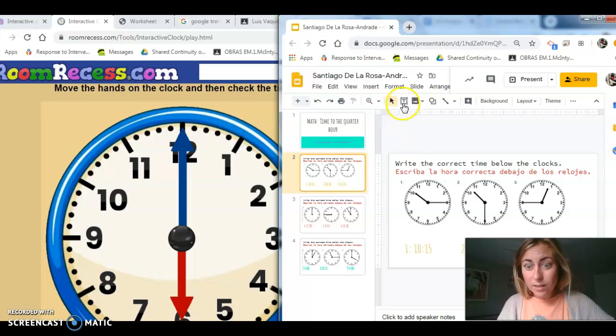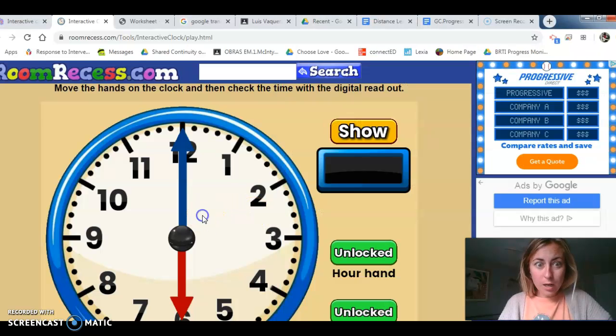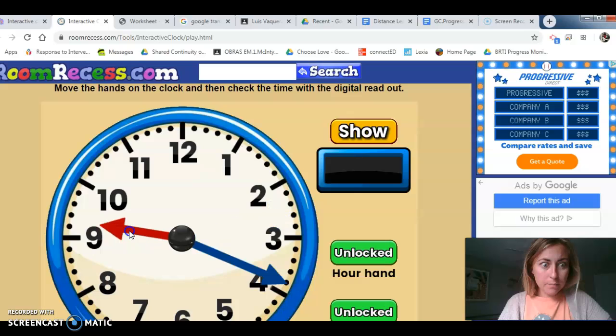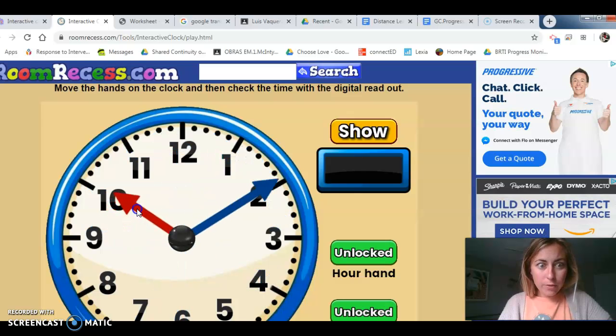Okay, so I'm going to go to Santiago's work, which he did such a good job at, and look at number 1. It says to write the correct time below the clocks, and this was to the quarter hour. This was at the beginning of the week. So I see here that the short hand is on the 10 and the long minute hand is on the 3. So I can go to my clock and I can make the short hand on the 10 and the long minute hand on the 3, just like that.